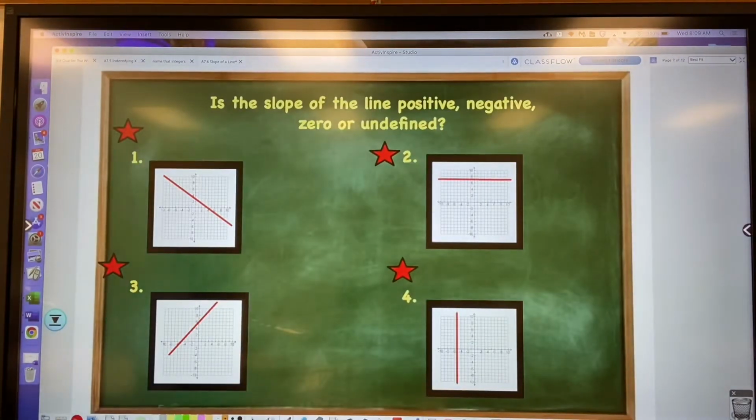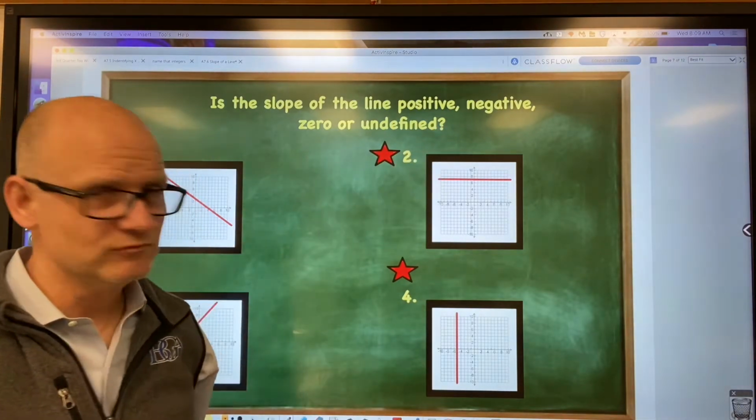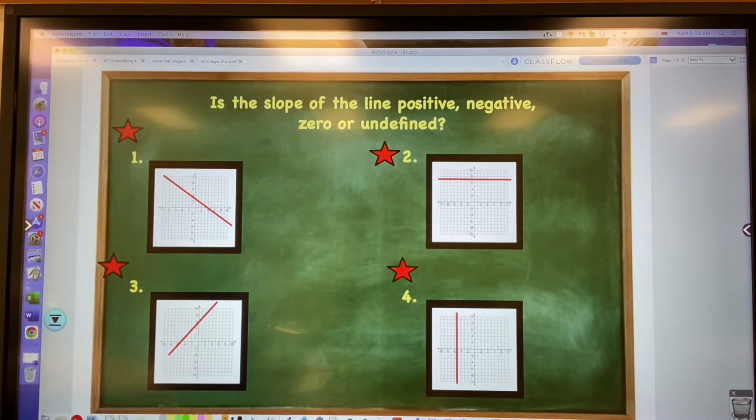So all I want you to do is press pause and tell me which kind of slope each of these is. Is it a positive slope, a negative slope, zero, undefined? Go ahead, press pause. We'll go over those tomorrow.